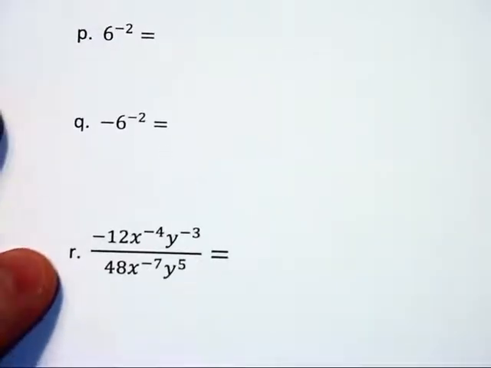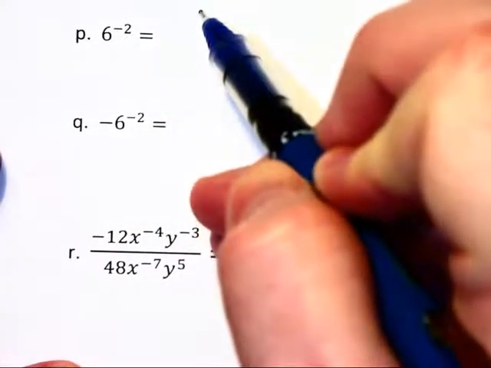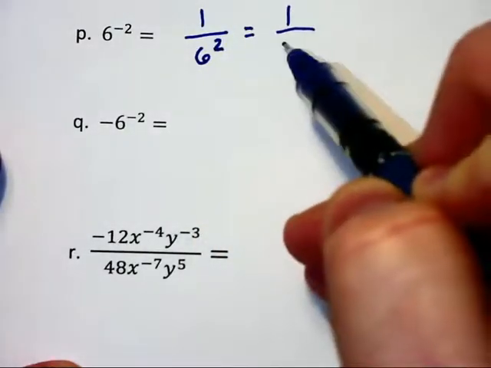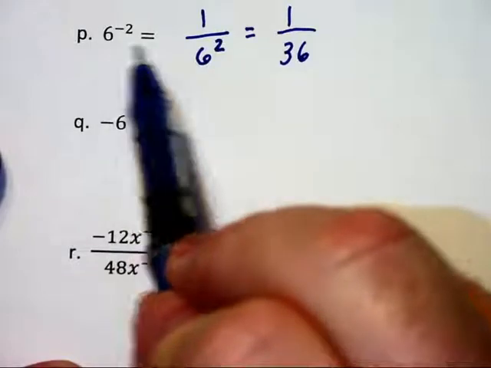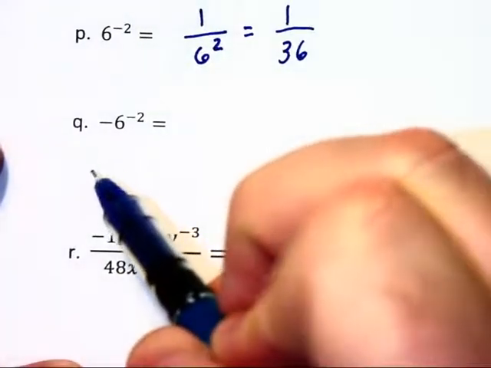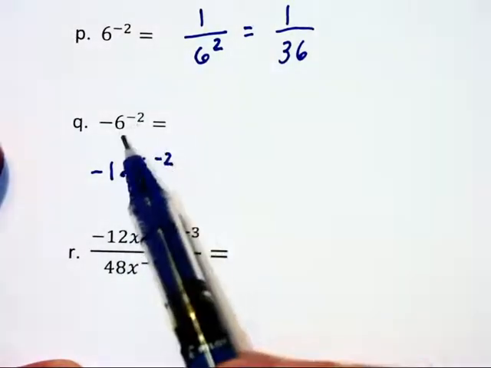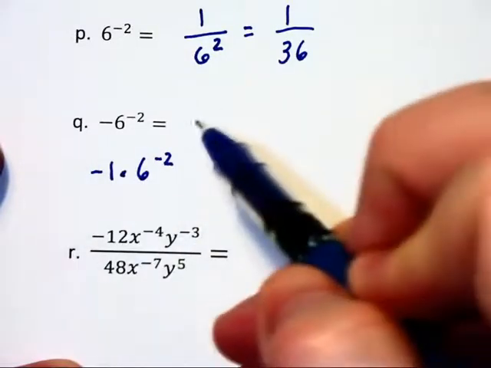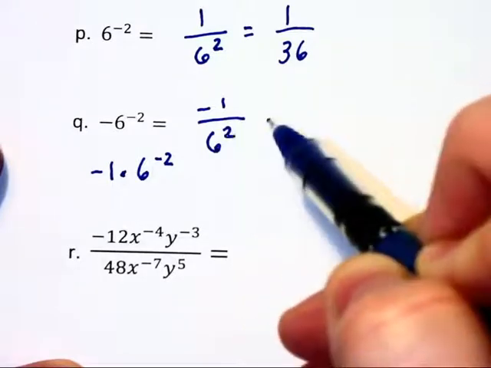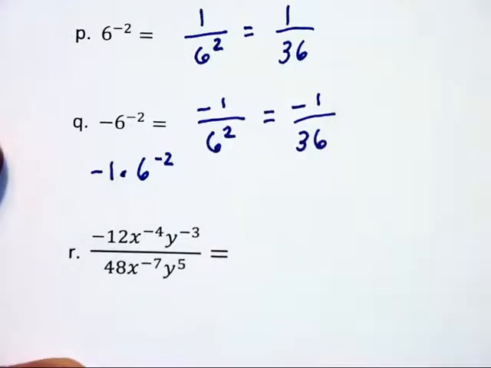Problem P and Q are very commonly mistaken. For this first one, we get 1 over 6 to the 2nd, which becomes 1 over 36. Then 6 went down below and had a positive exponent. For problem Q, this is really a negative 1 times 6 to the negative 2nd. That exponent only applies to the 6, not to the negative out front. So we really have a negative 1 placeholder, the 6 squared coming down to the denominator, and this expression is equal to negative 1 over 36.